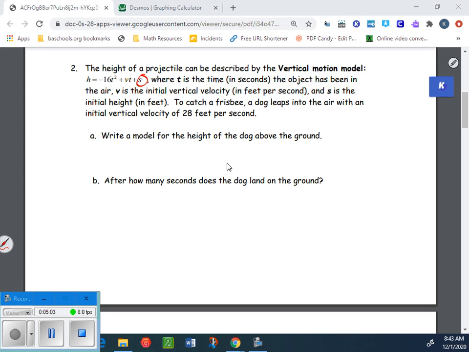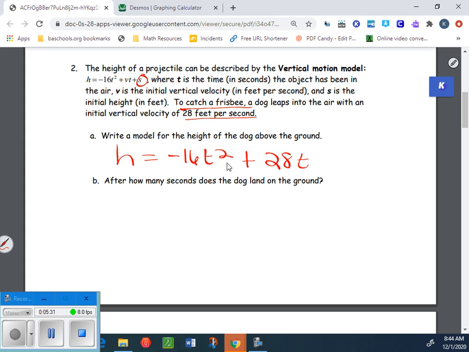Everything else is the same. V is the initial vertical velocity. To catch a frisbee, a dog leaps into the air with an initial vertical velocity of 28 feet per second. Okay, so let's think about this. It wants me to write a model, which is basically the algebraic model. So the height of the dog equals negative 16 t squared plus his initial velocity of 28t.